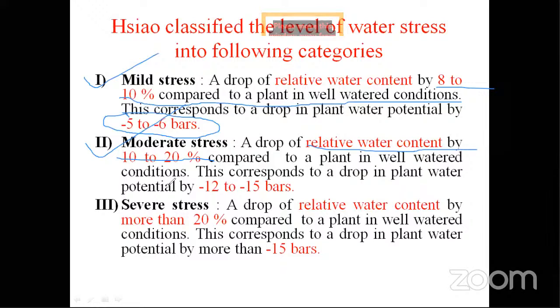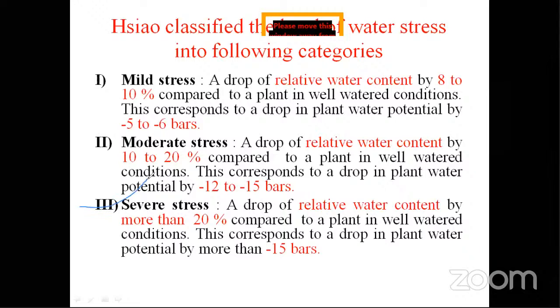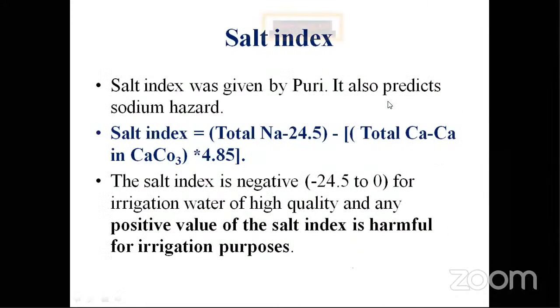Next one is moderate stress. It is a drop of relative water content by 10 to 20% compared to a plant in well water conditions. It refers to a drop in plant water potential by -11 to -15 bars. Next one is severe stress. It is a drop of relative water content by more than 20% compared to the plant in well water conditions. It corresponds to a drop in plant water potential by more than -15 bars. These three concepts are very important. You should remember them: mild stress, moderate stress, and severe stress.